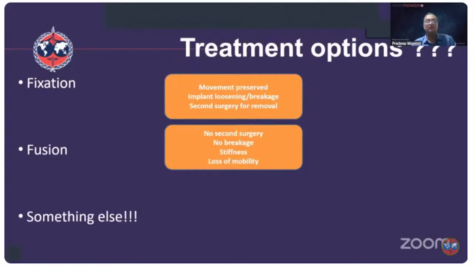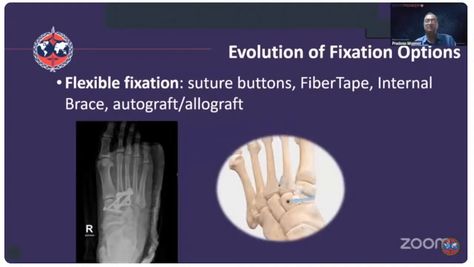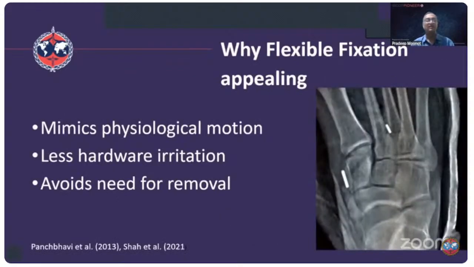So what can we offer? The evolution of fixation options: flexible fixation, where initially the TightRope and fiber tape were used, then came the InternalBrace, and also more and more papers are now coming out using autograft or allograft, either in primary fixation or in chronic, missed or neglected Lisfranc. So why is it appealing? Because it mimics physiological movement, has less hardware irritation, and avoids the need for removal or a second surgery.